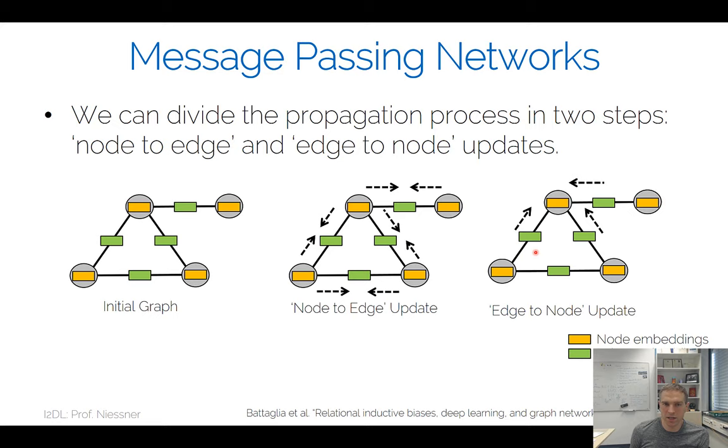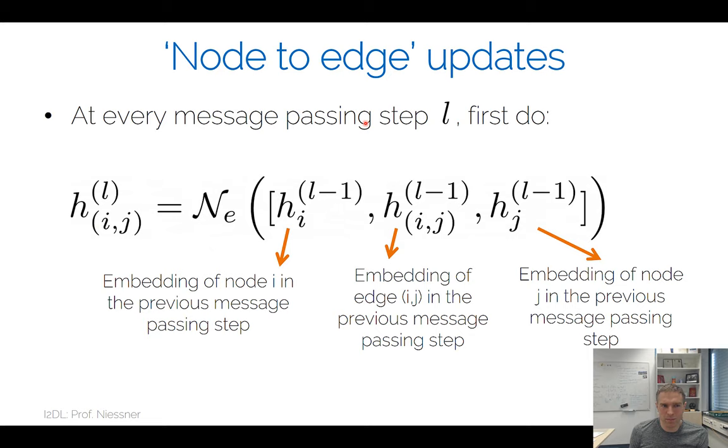All right, but let's do the easy thing first. Let's do node-to-edge updates first. If we're doing node-to-edge updates, we have a very simple mathematical formulation. What we're assuming here is that we have some sort of hidden feature.